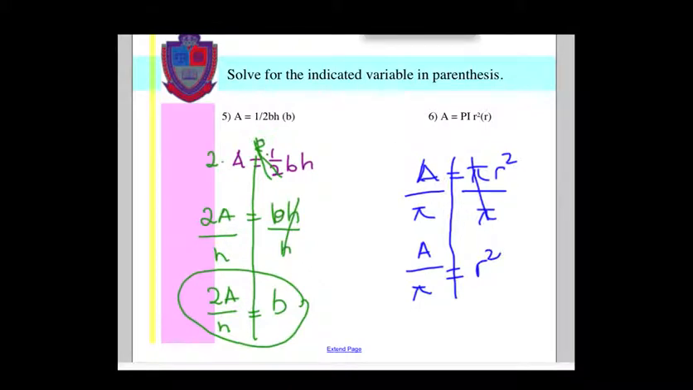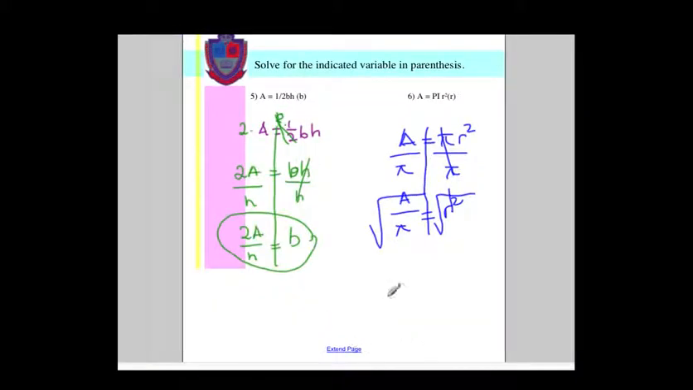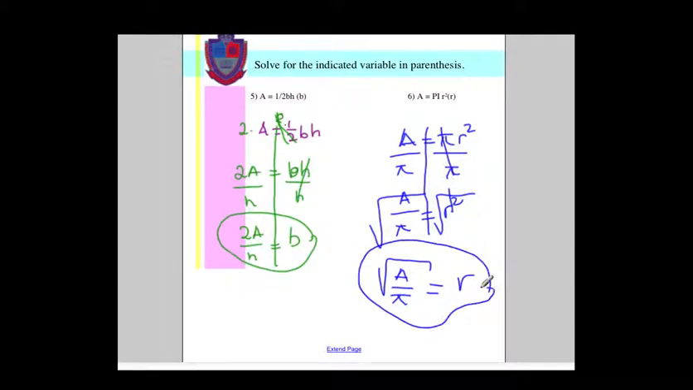Great job. So now we want to get r by itself, and I have r squared. So how do we get rid of a square? That's correct. We take the square root. Remember what we do on one side, we do to the next. So the squares are canceled. And then my final answer over here will be the square root of a divided by pi is equal to r. And this is exactly what they're asking me for.